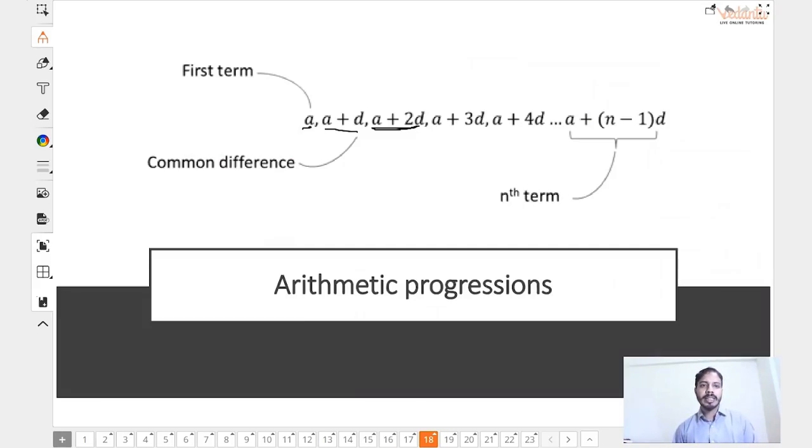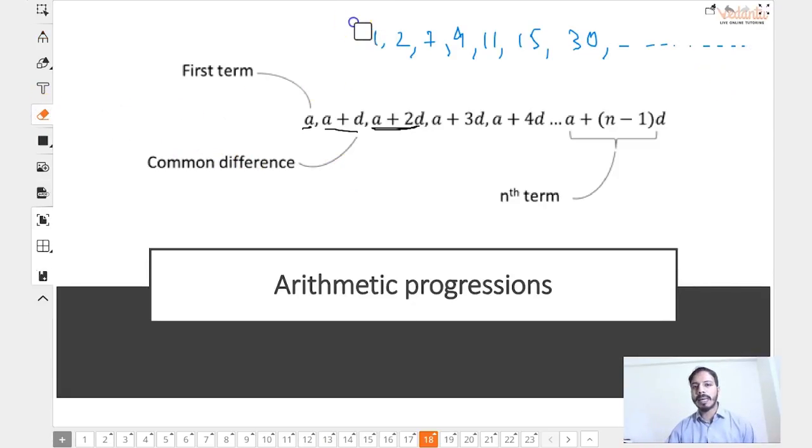Now let me go for the next chapter, that is arithmetic progression. Right? Now this is very, very simple, guys. Now this is nothing but an infinite series of numbers with some pattern. So infinite series means I can have an infinite series like 1, 2, 7, 9, 11, 15, 30, and see, in these numbers there is no pattern here, but I'm just putting numbers, and I can go on, and this is an infinite series without any pattern.